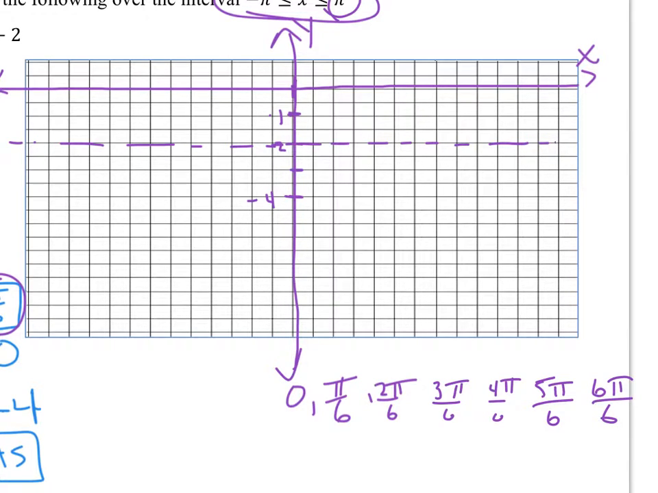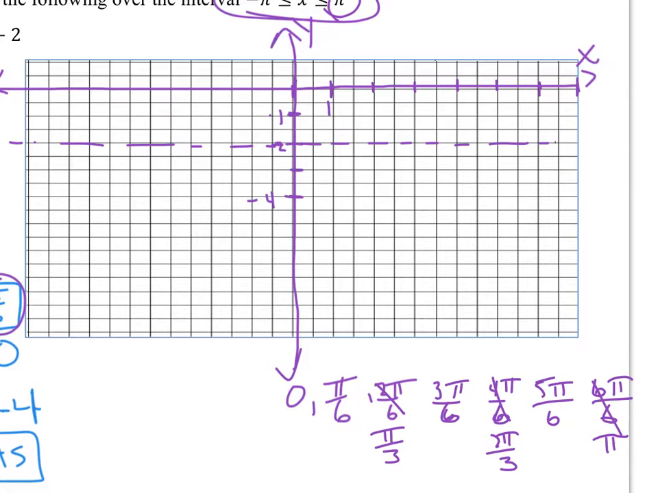So you can reduce these. I suggest you do. So this one is pi over 3. This one is 2 pi over 3. And this one is just plain old pi. So when I put these on the x-axis, I need that many: 1, 2, 3.